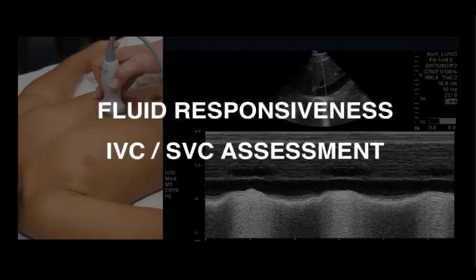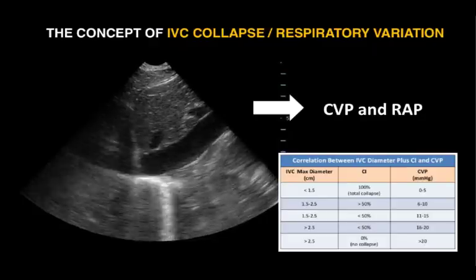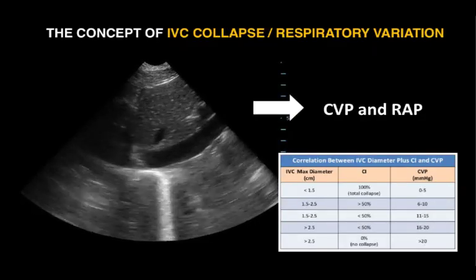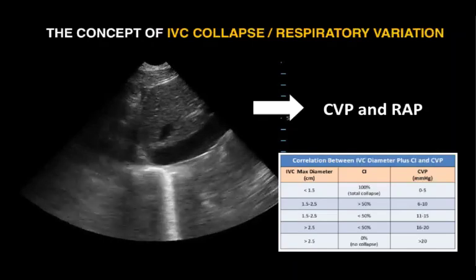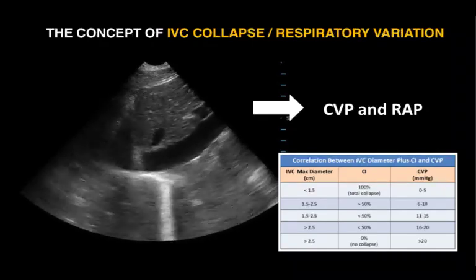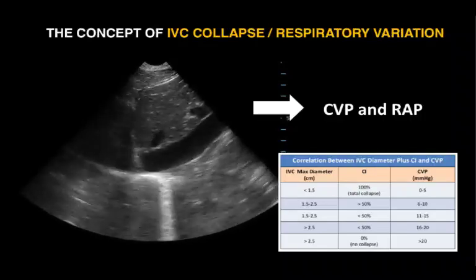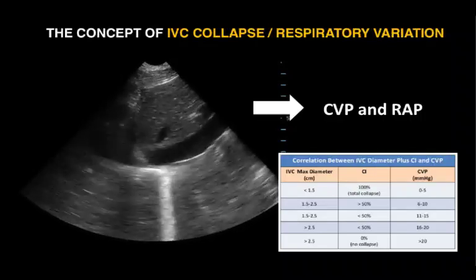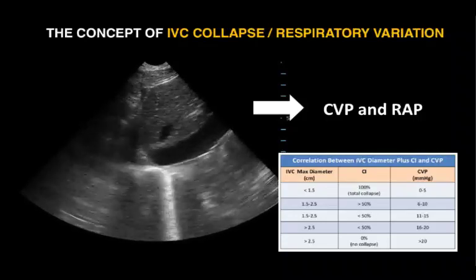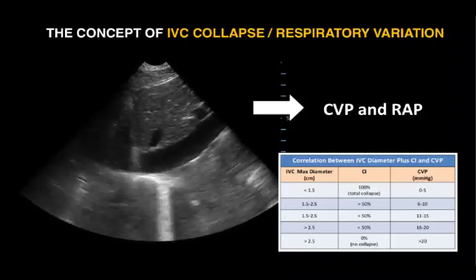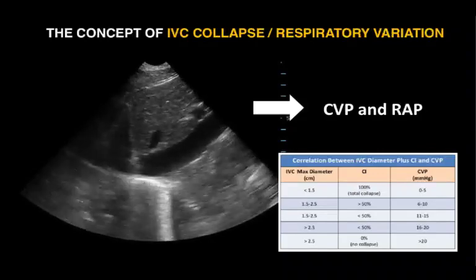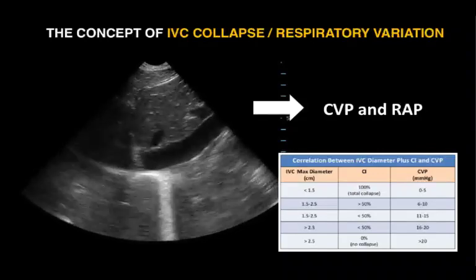As you know, there's a lot of literature, and we could spend a whole day discussing fluid responsiveness, especially IVC assessment. What I want to mention, a point that I make to my fellows and my residents constantly, is that the concept of IVC assessment and respiratory variation is essentially just a marker, a surrogate of right atrial pressure. We're basically getting a window to the right atrial pressures. And there's plenty of evidence documenting that IVC size correlates with right atrial pressures.